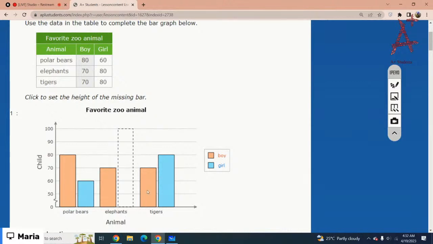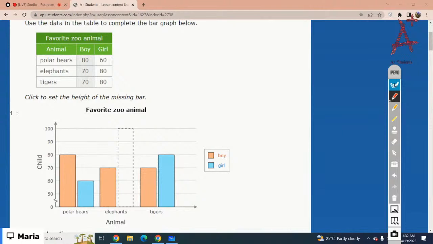So here is the lesson you have to complete. So pink represents boy and blue represents the girl. So elephant is 70 and 80. So here you have 70 and the missing one would be like this. This would be colored blue. Got it?